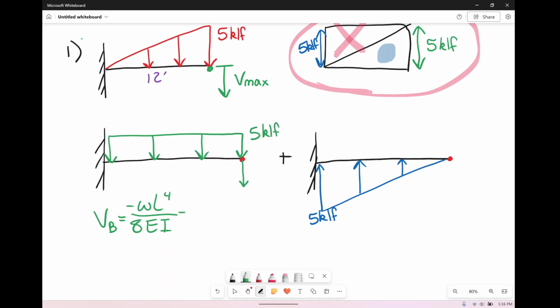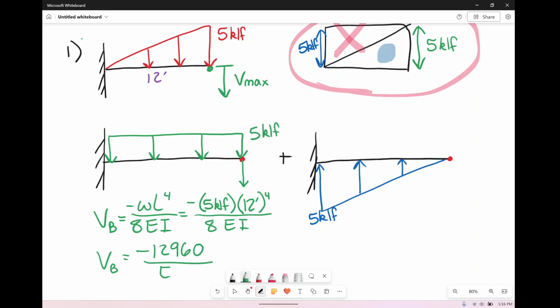Okay, so I plug it in. I have minus 5 kips per linear foot, and L is a grand total of 12 feet, we said, raise it to the 4th, divided by 8 EI. The number I'm going to get for this, if I just kind of shrink it down some, is minus 12,960 divided by EI. Okay, now for my blue one.